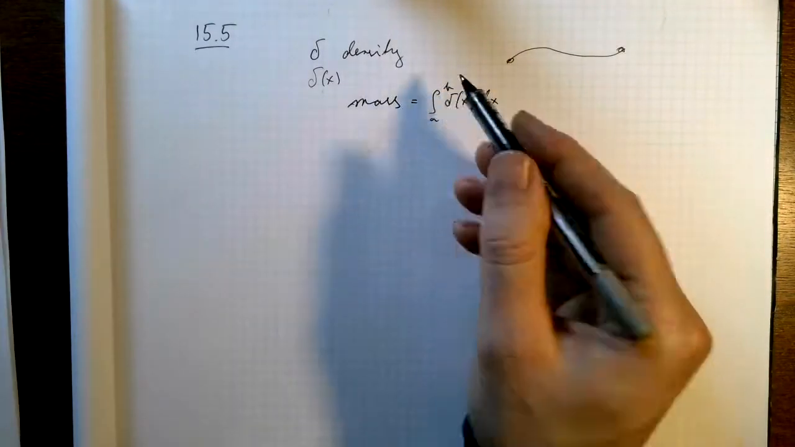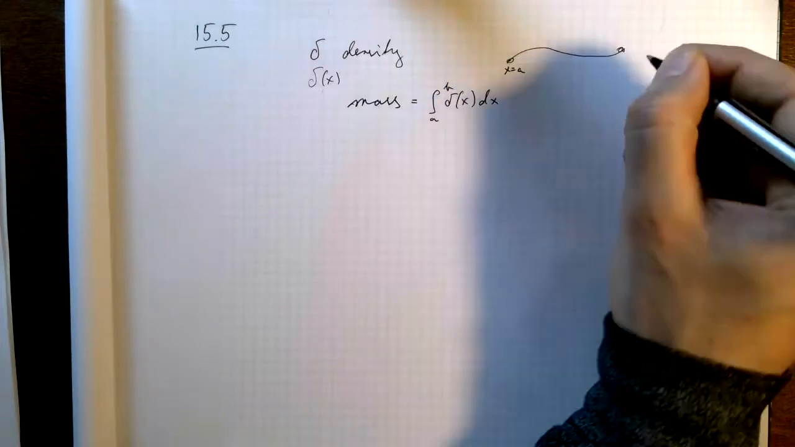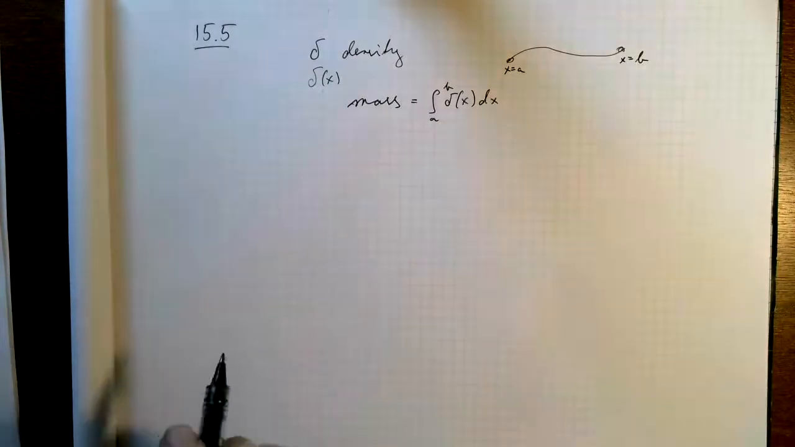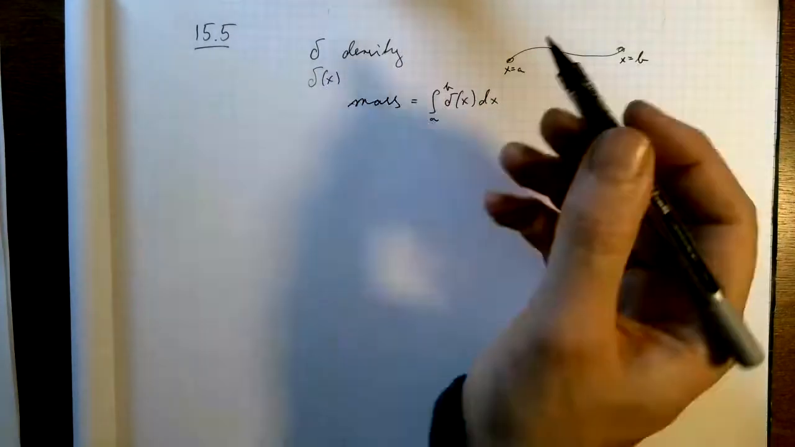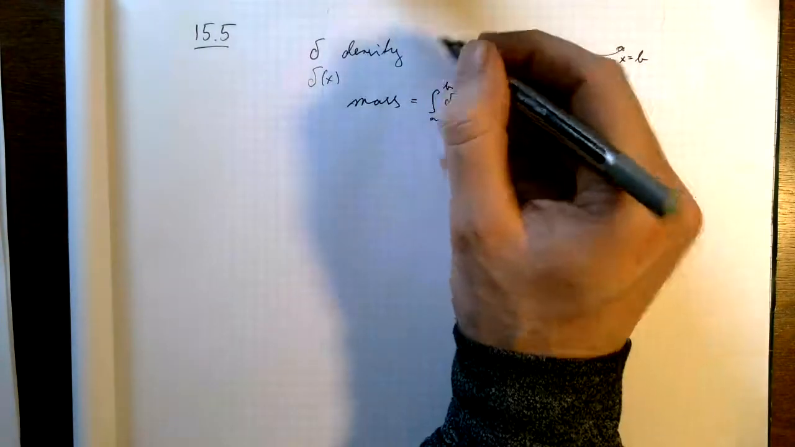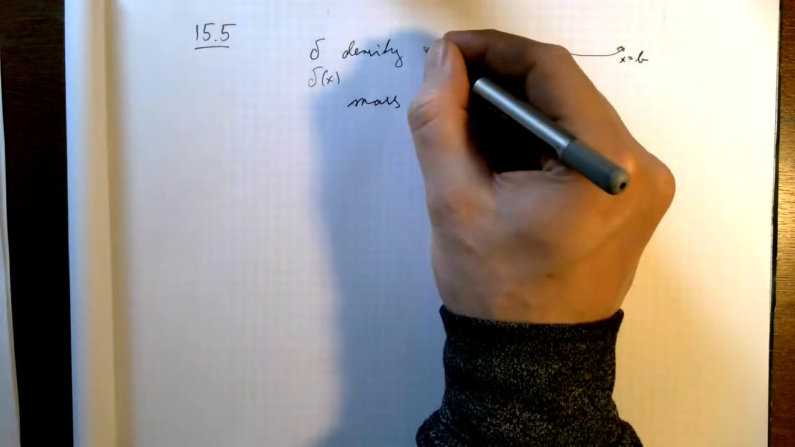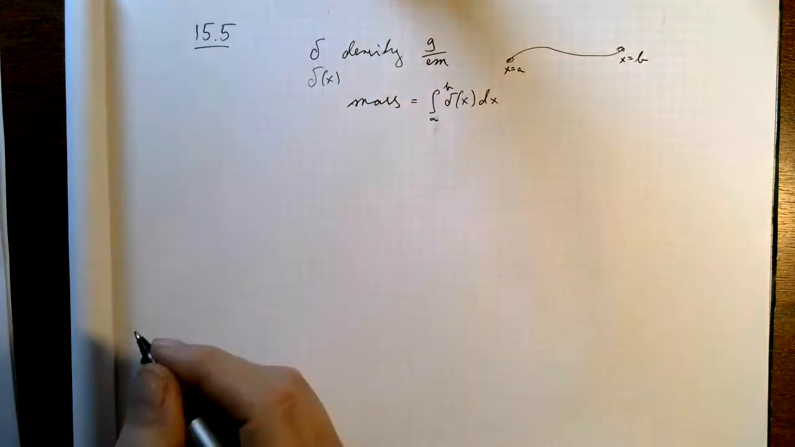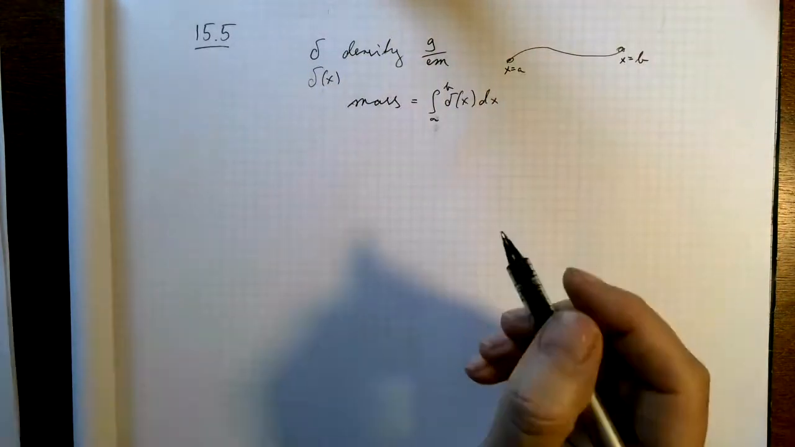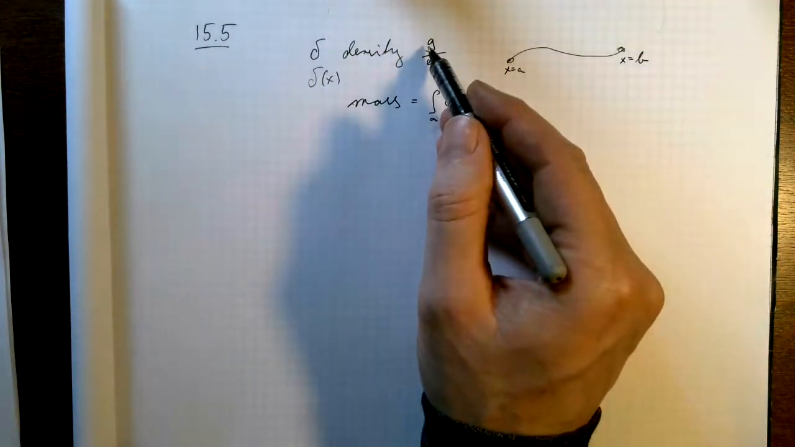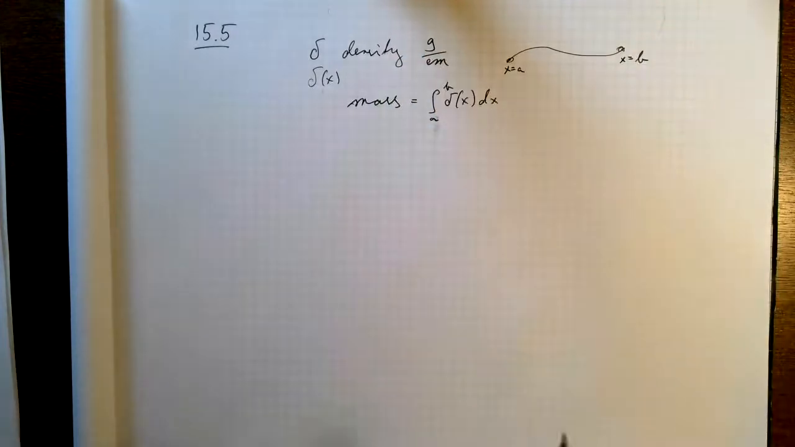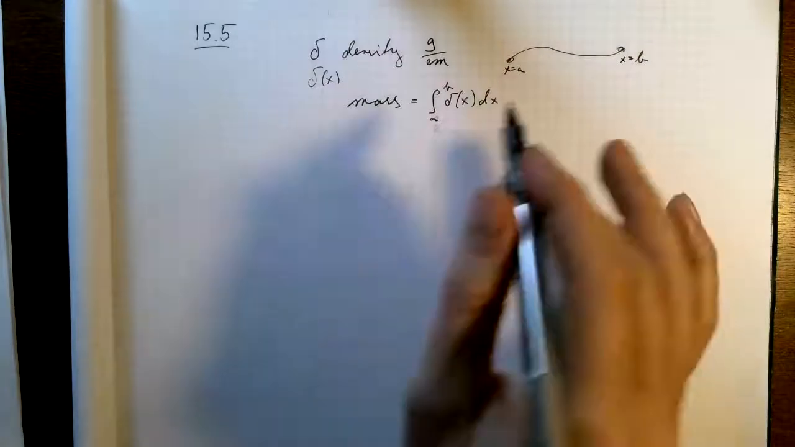Where a and b are basically where the wire starts and where the wire ends. This was linear density, so this would be maybe in grams per centimeter, or maybe kilograms per meter, or something like that. It's units of mass per units of length. All right, so that's in one variable.